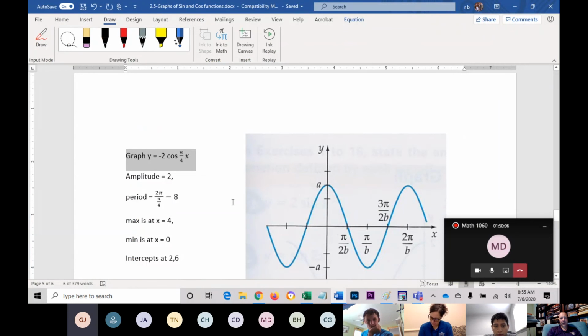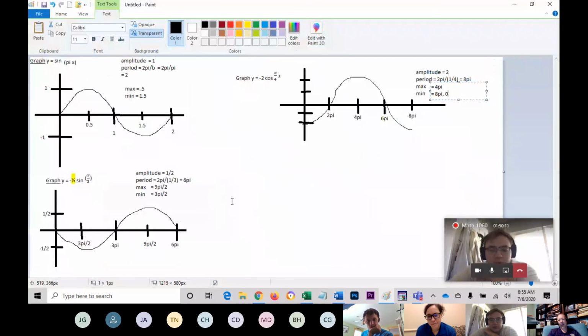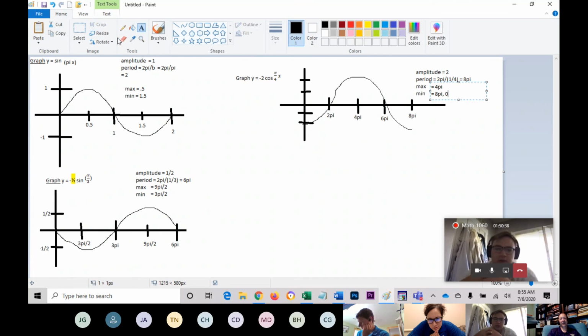Okay. I just have one quick question, sorry. It might be kind of stupid, but for the period on this one, so if it's 2 pi and then... Oh, you know what? We screwed up, didn't we? Wouldn't it be 8? The period. That's okay. What should the period be? Because I got 8, because it's 8 pi over just plain pi. Old 8. Not 8 pi. Does that make sense, Brian?